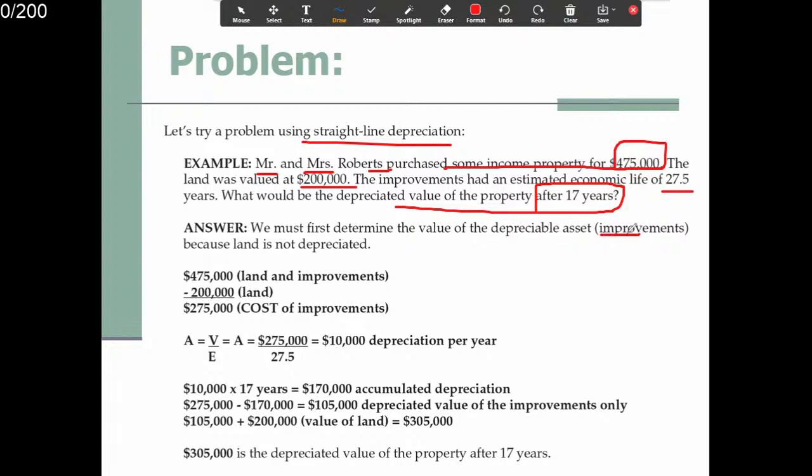Answer: we must first determine the value of the depreciable asset, the improvement, because land is not depreciated. So 475 minus 200. The cost of the improvement is $275,000. That's the house. So $275,000 divided by 27.5 years equals $10,000 each year that he could depreciate, for 27.5 years.